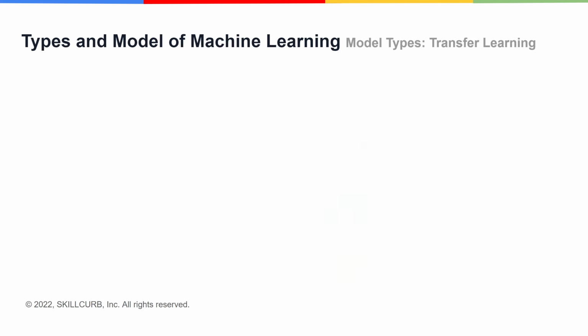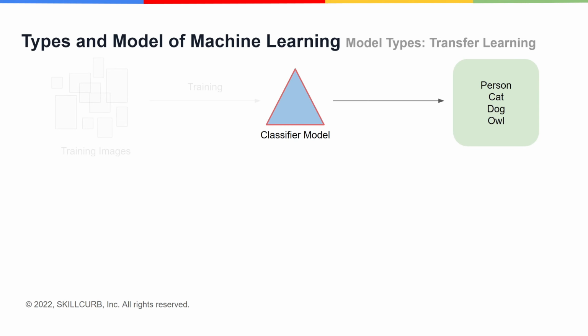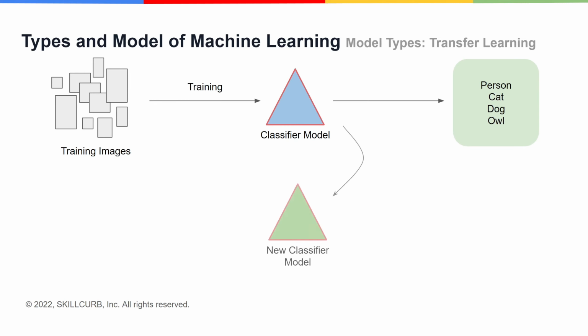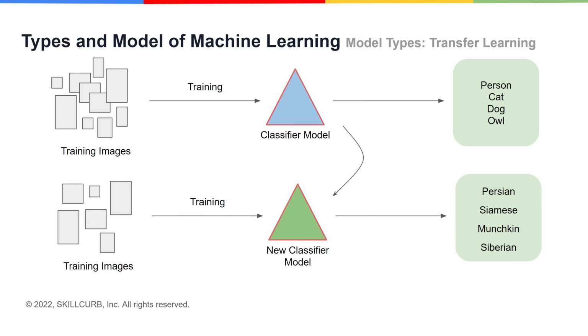Let's quickly review the idea of transfer learning. Consider the case where we have a classifier model. There are several classifications in the classifier model, including person, cat, dog, and owl. A collection of training photos is used to train this model. This enables the model, for instance, to recognize different species of animals in pictures. We can make a copy of this classifier model and apply it to classify other objects. As an example, let's say we have 4 breeds of cats that we're interested in and we want to identify distinct sorts of cats: Persian, Siamese, Munchkin, and Siberian cats.